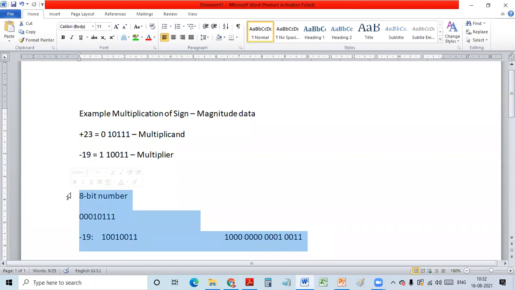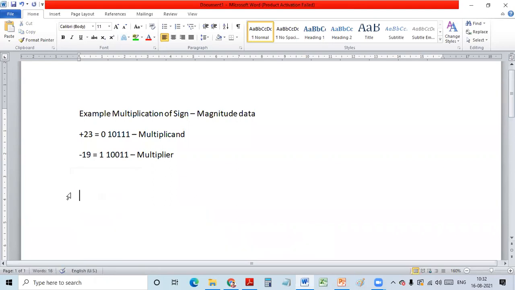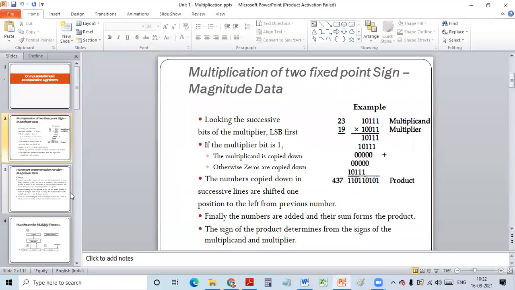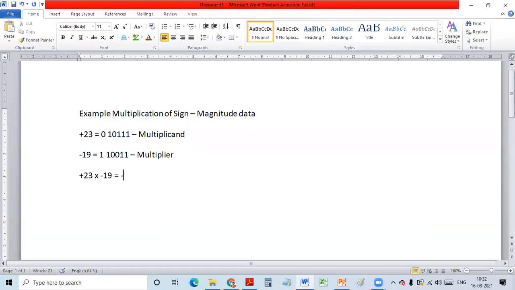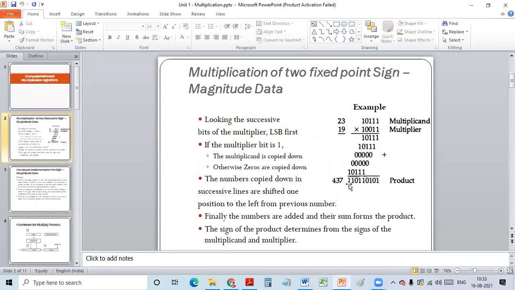So now let us go back to our example. These two are the numbers on which we want to perform multiplication. 23 into minus 19 should result in minus 437. So this is what you are expecting, right? Minus 437 in binary is 1 1 0 1 1 0 1 0 1.